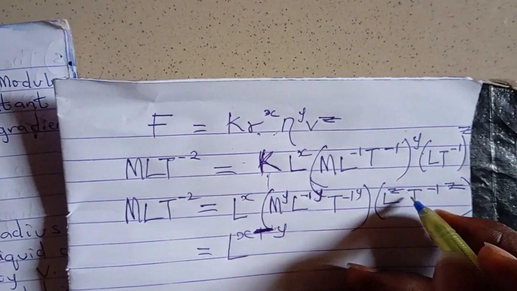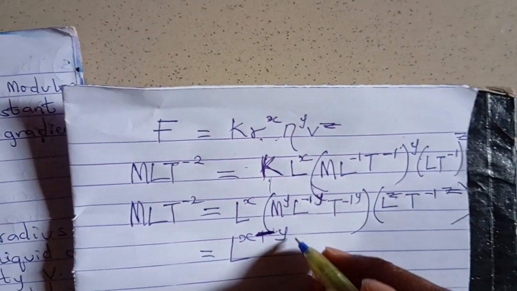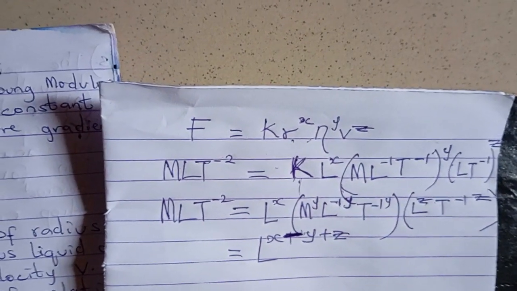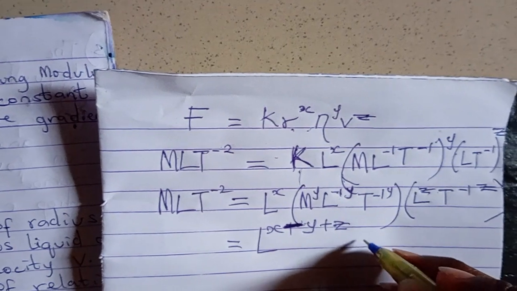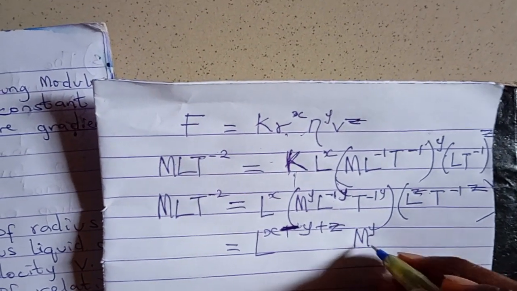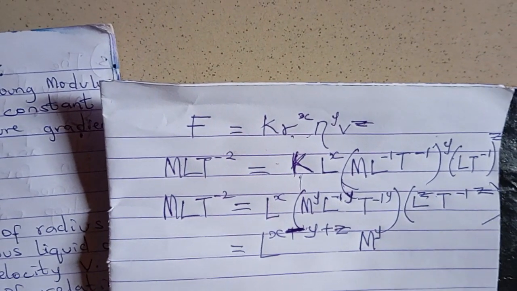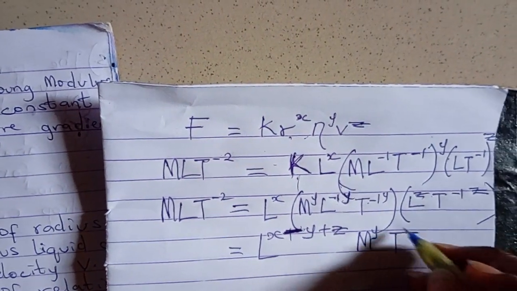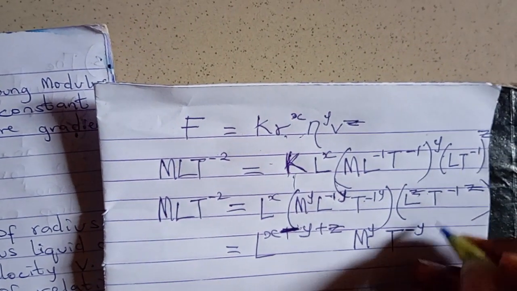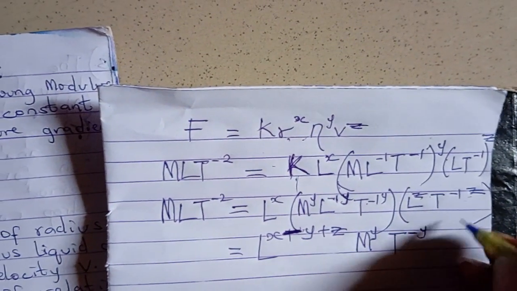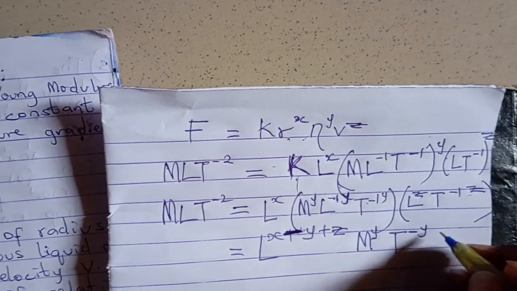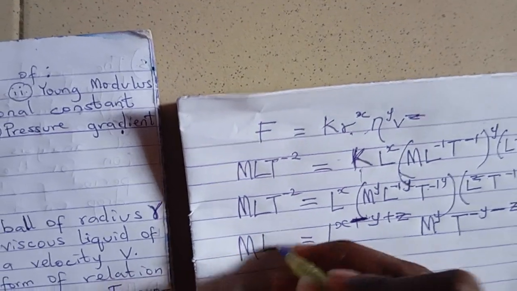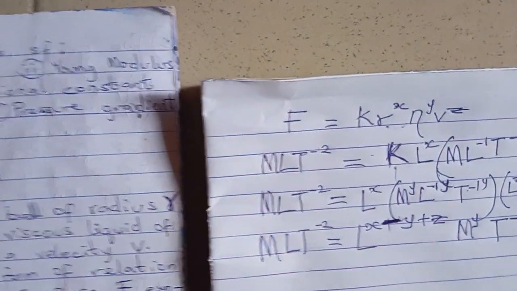Then come to this side. Then this is plus z. That is for n. Then for m, I have only one m here, m raised to the power y. That is all. Then for t, I have t raised to the power minus 1 times y, which is just minus y. Then I have minus 1 z, which is minus z. On the right hand side, I have m l t to the power minus 2.